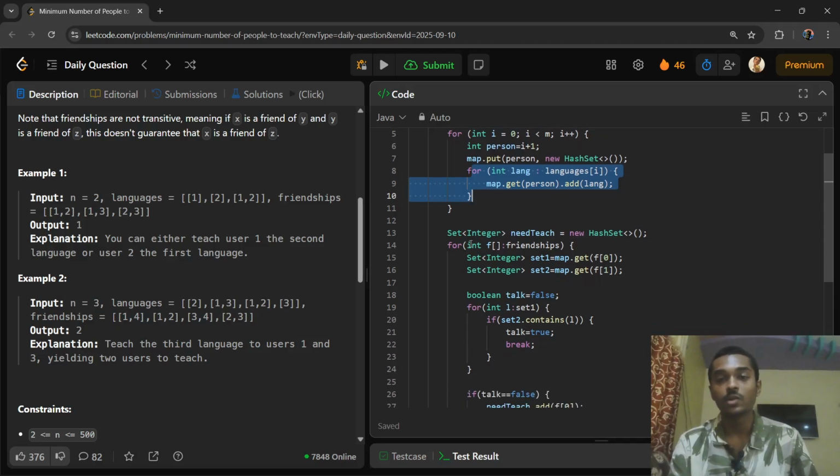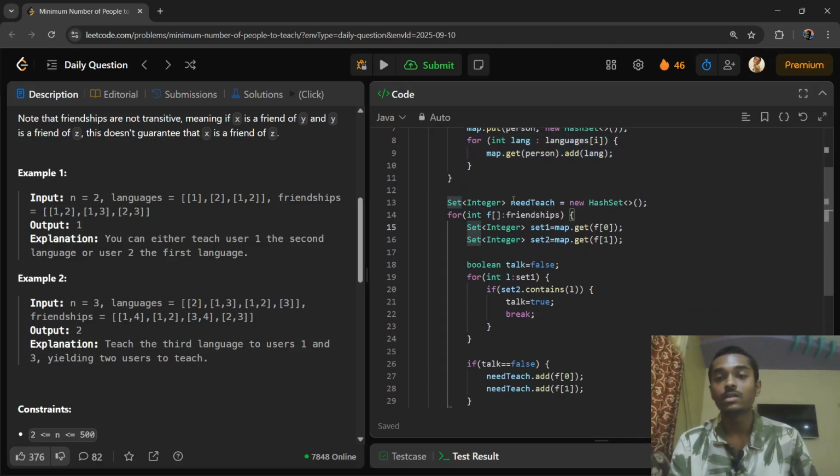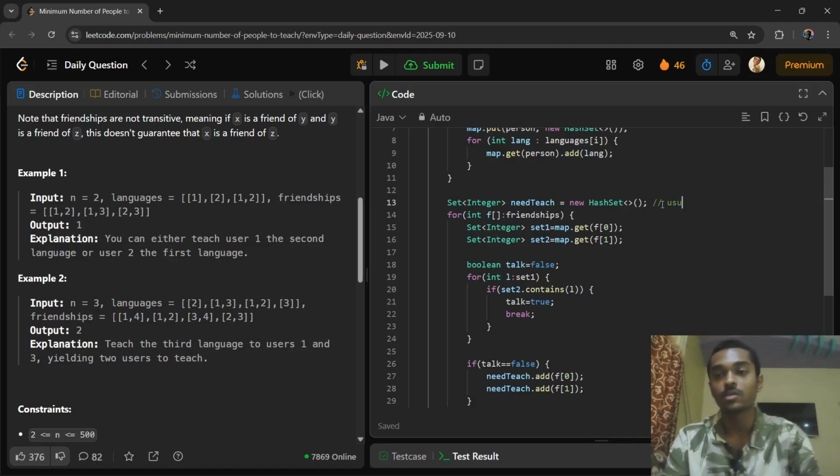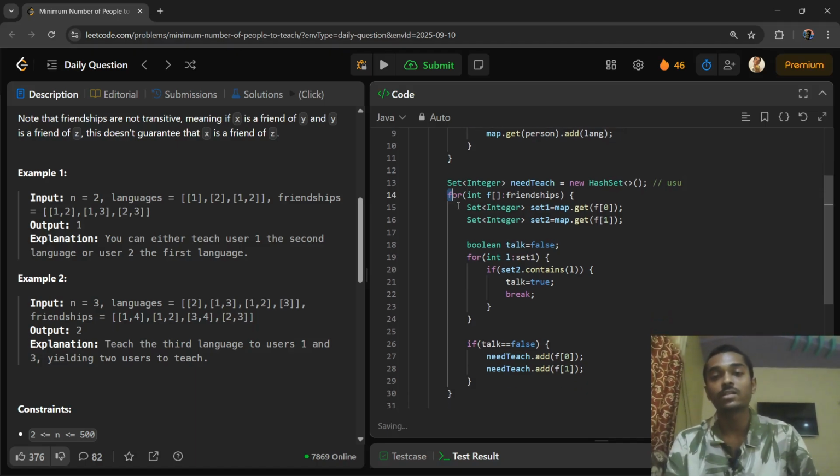Simply. Then we need this unsatisfied users set. This is the set of unsatisfied users. And we are simply traversing our friendship array, where f of 0 means you.